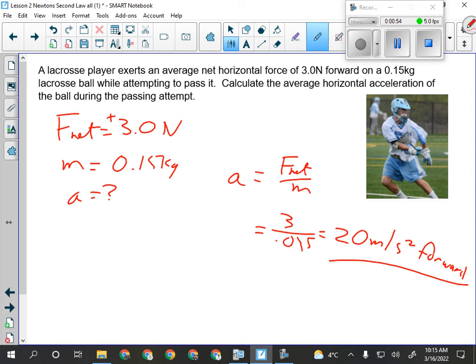Okay, I will never give you one that easy because I'm not that nice. You wrote it wrong. It's not 0.01. Oh, sorry, 0.15. Okay, everybody all right with that one?